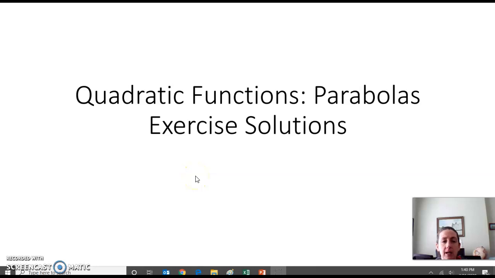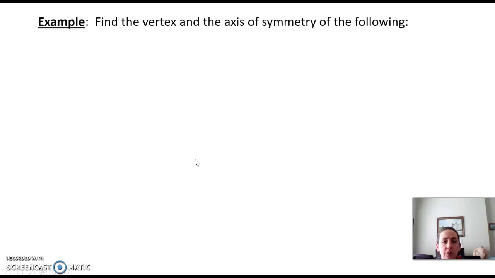Let's go over the solutions to quadratic functions, parabolas, exercises. So first up, we want to find the vertex and the axis of symmetry of the following function. We'll start with 4x squared minus 6x plus 13. So the shape of this graph is a parabola.